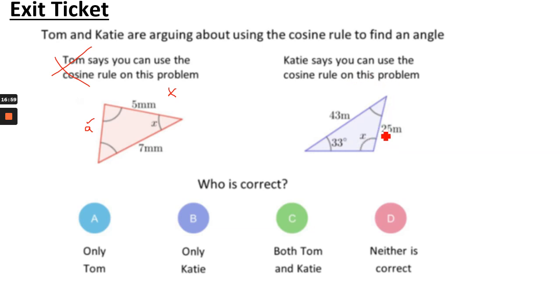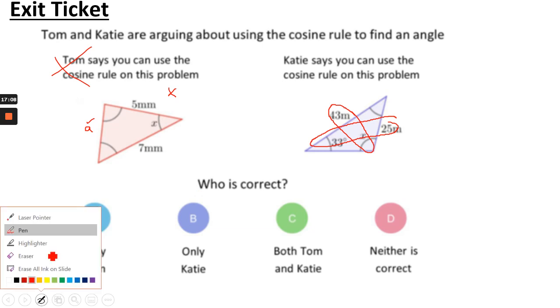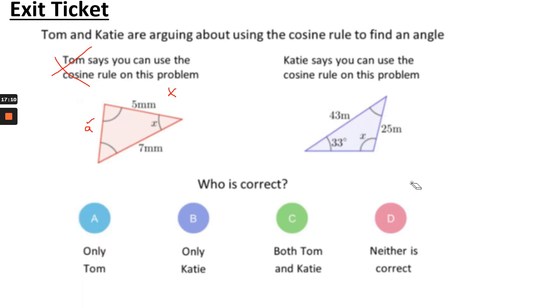Katie says you can use the cosine rule on this one. Okay, well, we have got a side and an angle. A side and an angle. So that one I would suggest you use the sine rule, but can you work out using the cosine rule as well? You would have to know this length, I believe. So this one is going to be neither is correct.